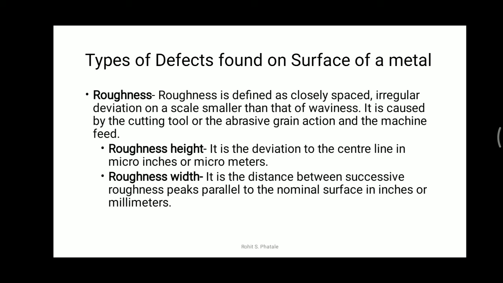So the roughness height is the deviation from the center line in micro inches or micrometers, and roughness width is the distance between successive roughness peaks parallel to the nominal surface in inches or millimeters. We will see these two, roughness height and roughness width, in the upcoming slides.